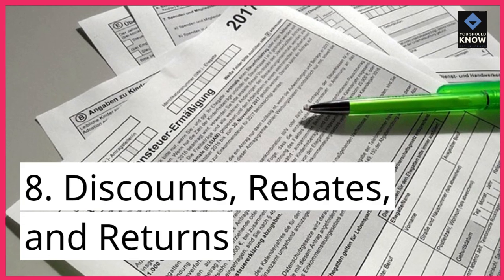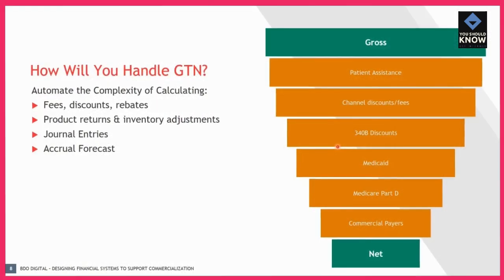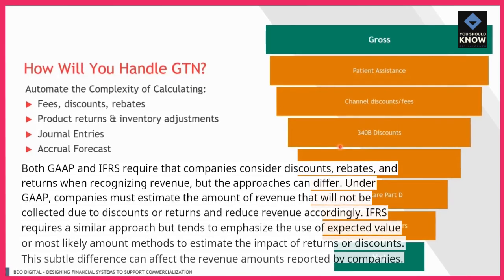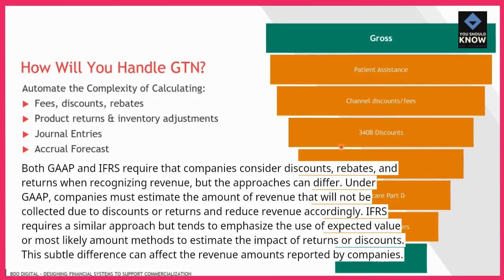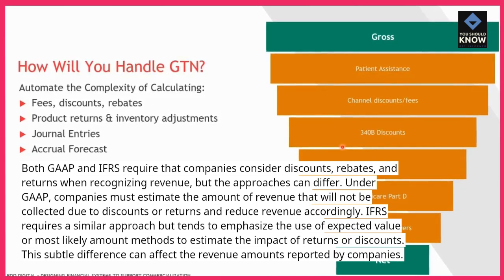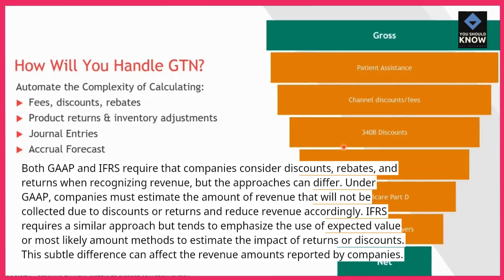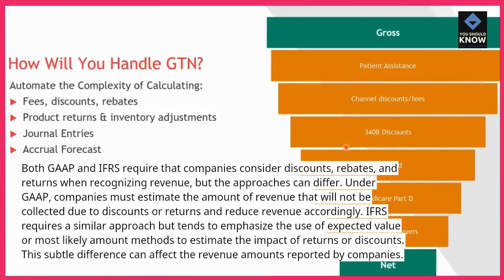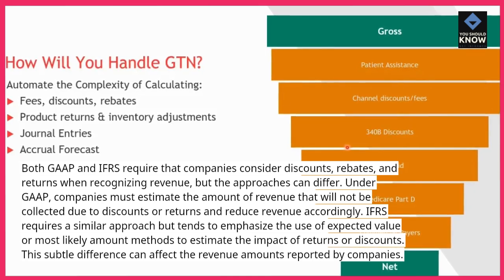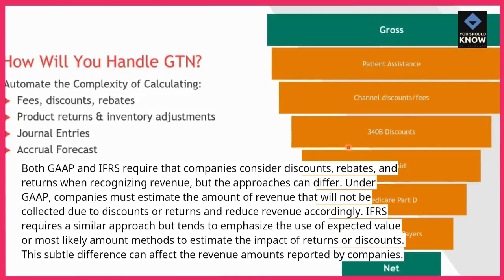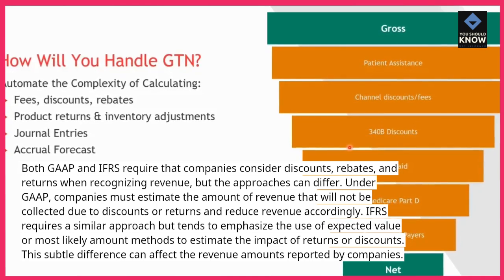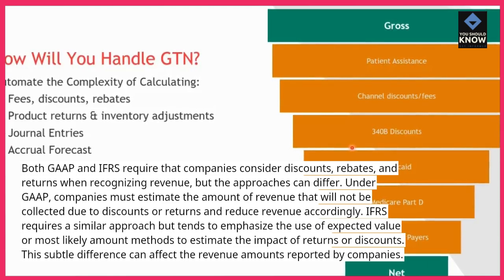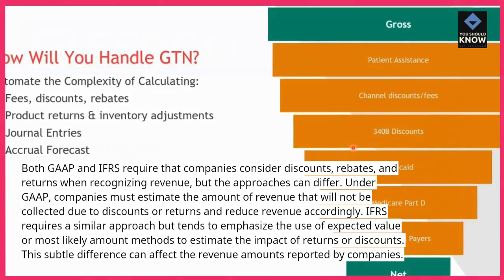8. Discounts, rebates, and returns. Both GAAP and IFRS require that companies consider discounts, rebates, and returns when recognizing revenue, but the approaches can differ. Under GAAP, companies must estimate the amount of revenue that will not be collected due to discounts or returns and reduce revenue accordingly. IFRS requires a similar approach but tends to emphasize the use of expected value or most likely amount methods to estimate the impact of returns or discounts. This subtle difference can affect the revenue amounts reported by companies.